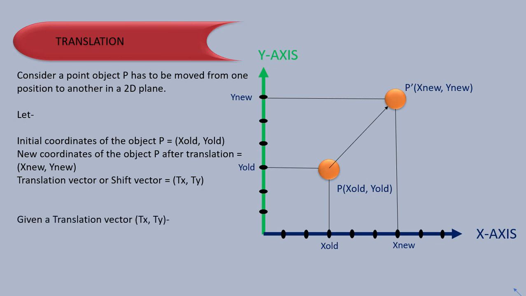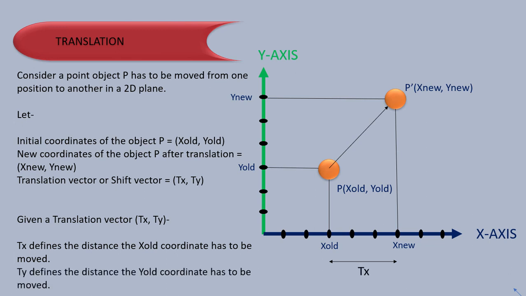Given the translation vector tx and ty, tx defines the distance that the x coordinate has to be moved, which is defined here, and ty defines the distance that the y old coordinate has to be moved here. So this is all about the translation.